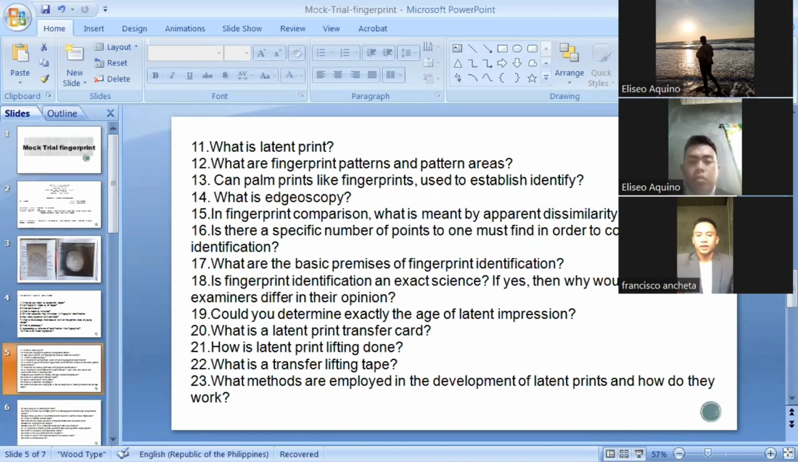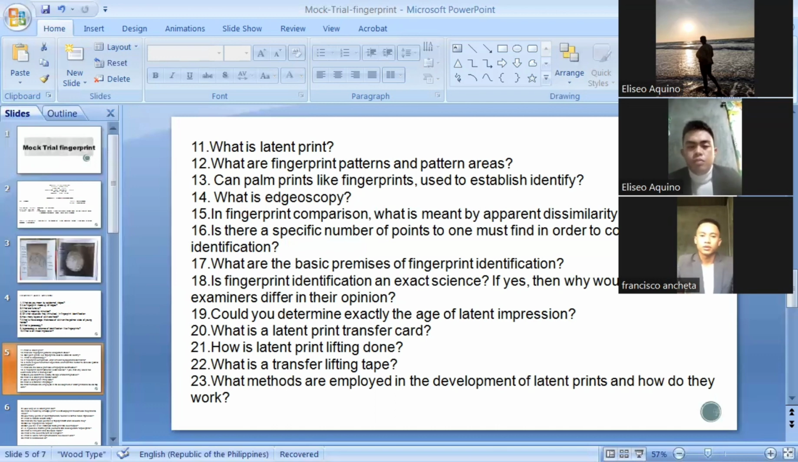Next, is fingerprint identification an exact science? If yes, then why would two examiners differ in their opinion? Forensics is a subclass of applied science. Fingerprint identification is undoubtedly a forensic science. Therefore, whether or not fingerprinting is an exact science is a null argument. It can be neither exact nor descriptive because it is not a pure science, it is an applied science.